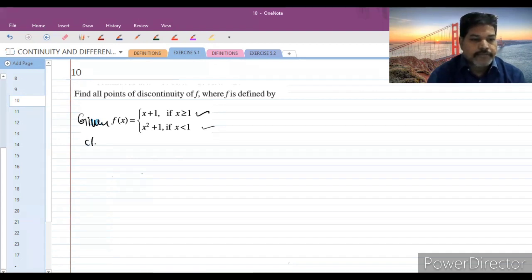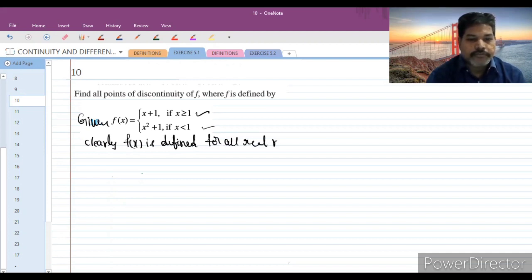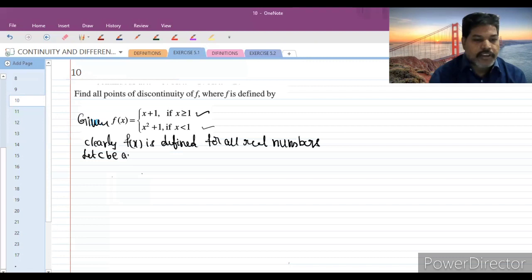First, clearly f of x is defined for all real numbers. Then let C be any real number.